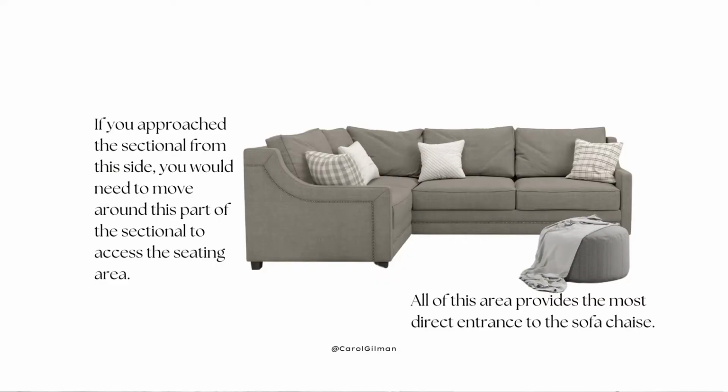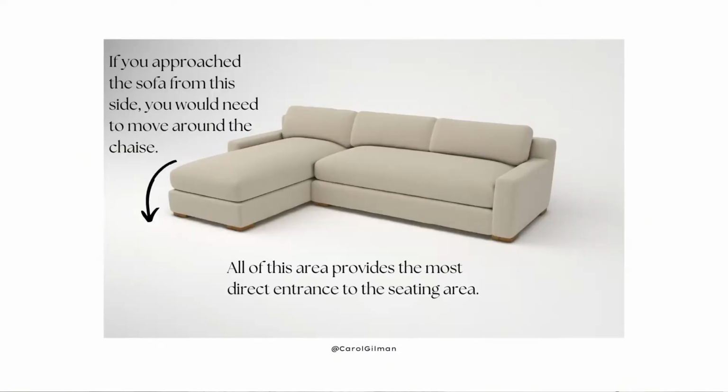So what's the best way to place an L-shaped sectional or sofa chaise in your room? Well, we want to create an ideal situation, a path of least resistance to get inside this conversation area, this seating area. And most of the time that means it's the side that doesn't have anything sticking out. So we wouldn't have to walk around one side of the sectional or one side of the sofa chaise to get inside that seating area.